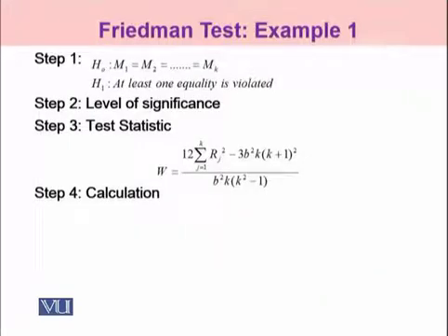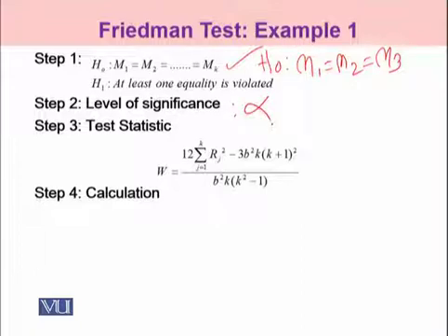Now, first of all, we need to construct the pair of hypotheses. Under H0, all the medians are identical for the various treatments. In this case we have 3 treatments, so H0 is M1 equals M2 equals M3, because 3 treatments are to be compared for equality, whereas the alternative hypothesis is that at least one of the equalities is violated. That means a pair of medians may not be the same. The level of significance is alpha.